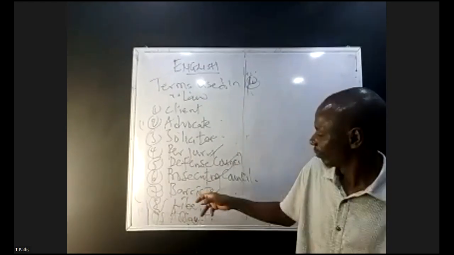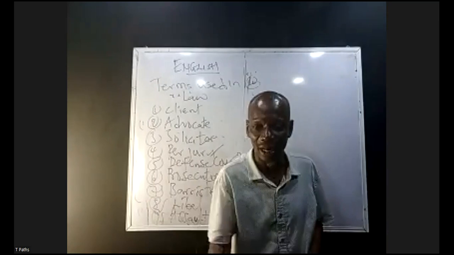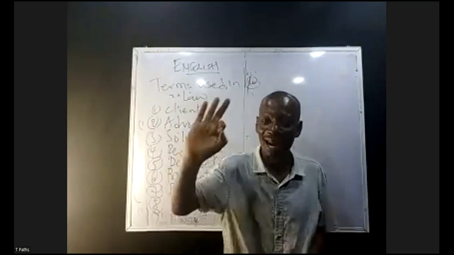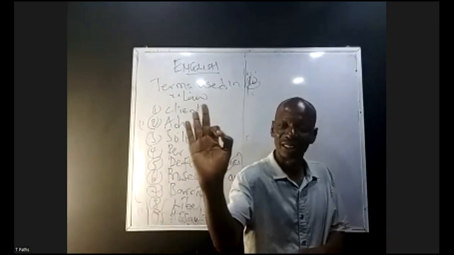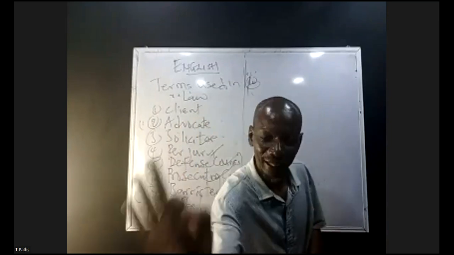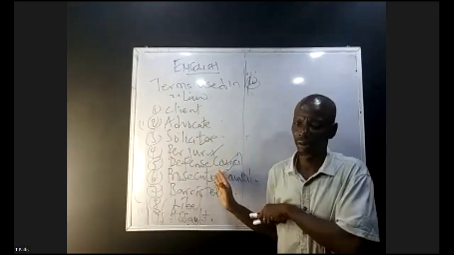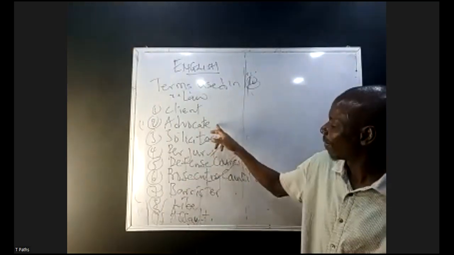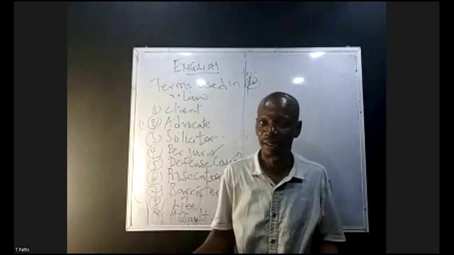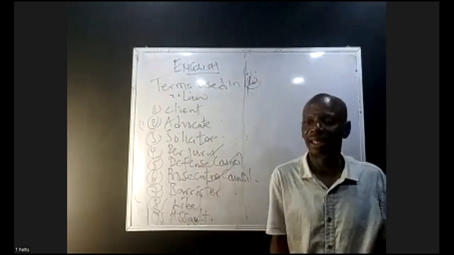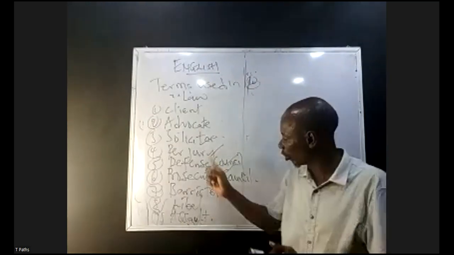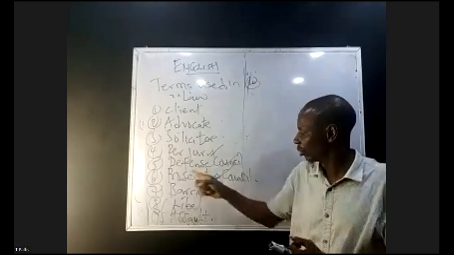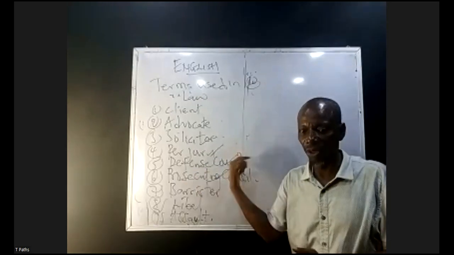So when you talk about barrister, a barrister is a lawyer who has attended bar school and been given a certificate to showcase his talent. Now, there are two categories of people. If you have not attended bar school, you are not yet a certified lawyer. A certified lawyer is a lawyer who, having finished his course, then goes to bar school.